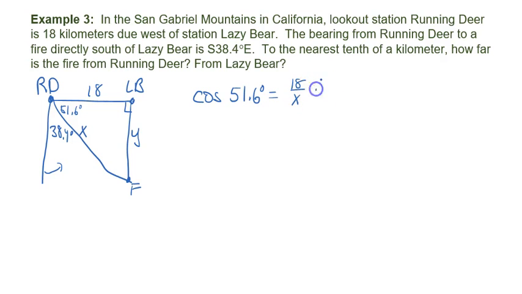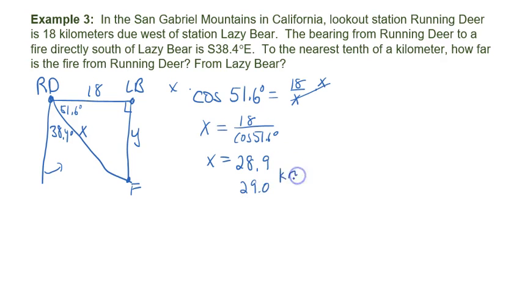Again, I'm going to get rid of the fraction by multiplying by the denominator. And then I have to divide by the cosine of 51.6. So 18 over the cosine of 51.6 ends up to be 28.97. So you could say 28.9 or maybe 29.0 kilometers.